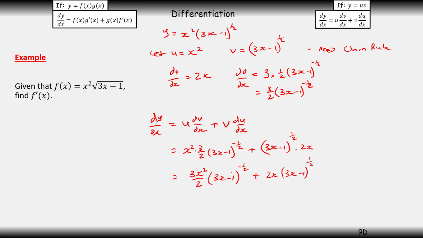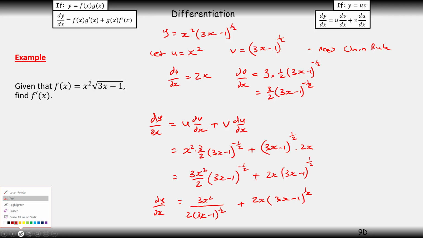Now, to the power of minus a half means reciprocal, 1 over, so we could write 3x squared all over 2 times 3x minus 1 to the power of a half, plus 2x times 3x minus 1 to the power of a half. Okay, so that's dy over dx. However, I can simplify this function here. So I'm going to attempt to do that in this space here. Let me just change the color of my pen. Let's go blue.